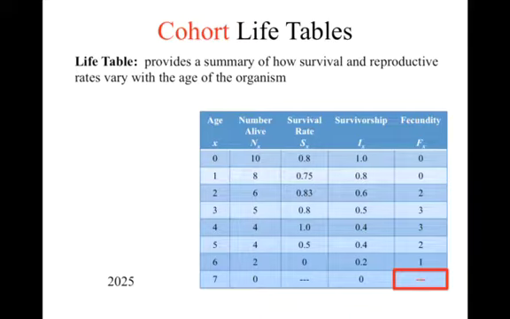So now I have completely filled out the life table based on a cohort, based on following individuals that started at the same age and then following them through time until no individuals are left. Now note, though, if I know the number alive at each age, I still can't fill out that final fecundity column without knowing about their reproduction. So just knowing the number alive, I should be able to calculate survival rate and survivorship, but I will not be able to calculate fecundity without being told something additional, without being told how many offspring different organisms have.